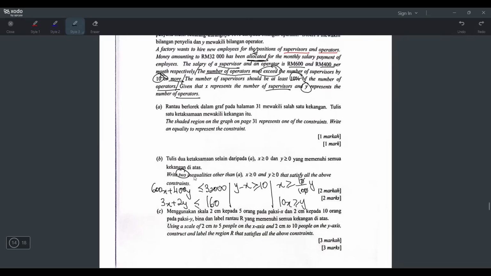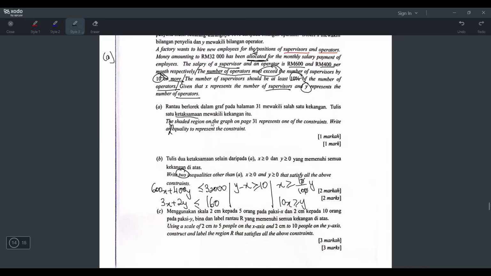They said two inequalities, but there are three, so I don't know why. But it's okay, let's just do A and C. A says the shaded region on the graph on page 31 represents one of the constraints. Write an inequality to represent the constraint. Inequality, in Malay, ketaksamaan.